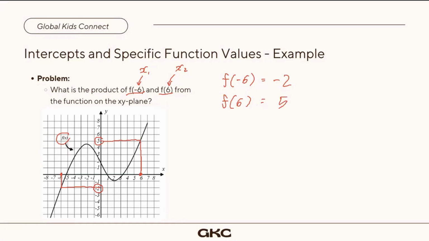The question asks for the product of these two values. Product means the multiplication of two values. So the product is equal to -2 times 5, which equals -10. Does anybody have any questions for this problem? If not, then I think we can move on.